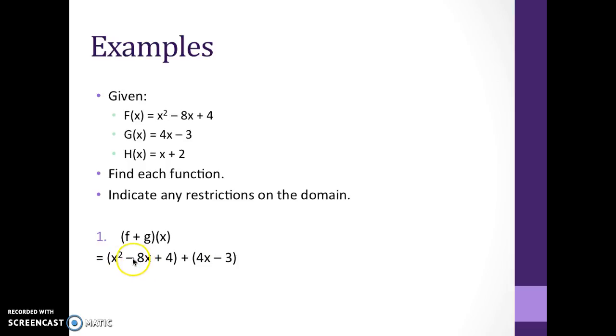Next, we're going to look at this negative 8x. Over here, we're going to have negative 8x plus 4x, which is going to equal negative 4x. And then we have this positive 4 plus negative 3, which is going to equal 1. So our answer is going to be x squared minus 4x plus 1. Our domain is going to be all real numbers, because you can input any real number into that function.